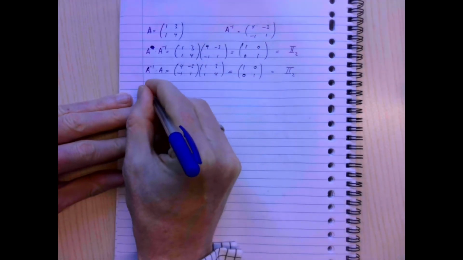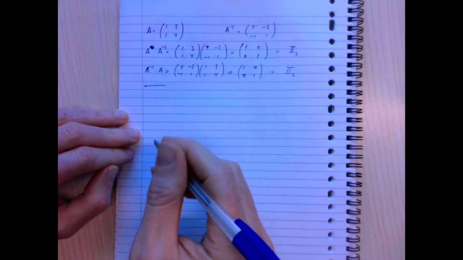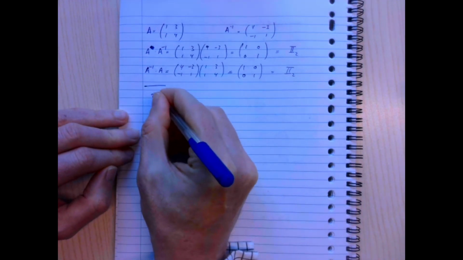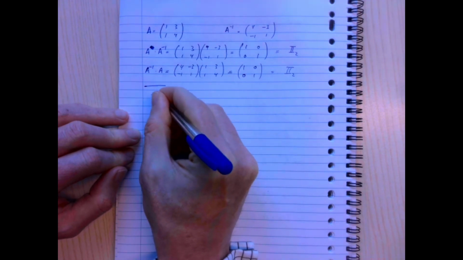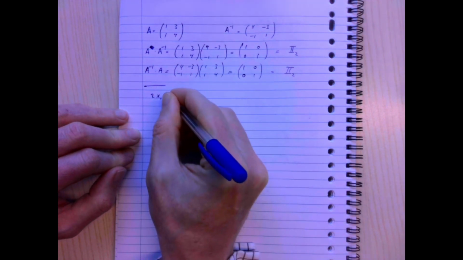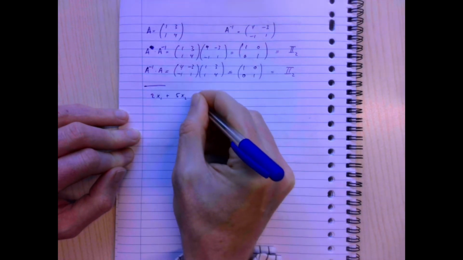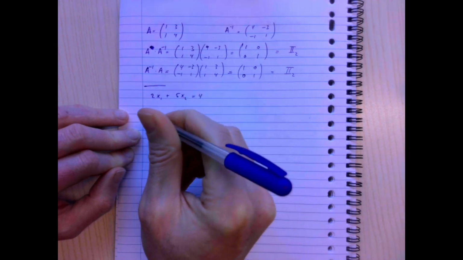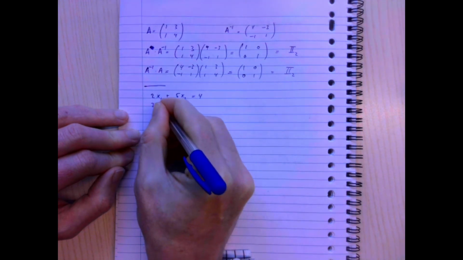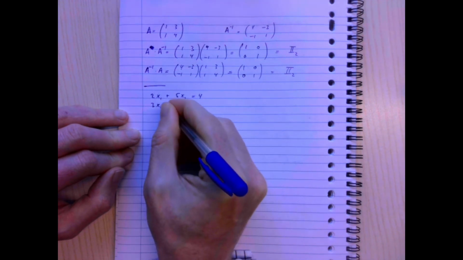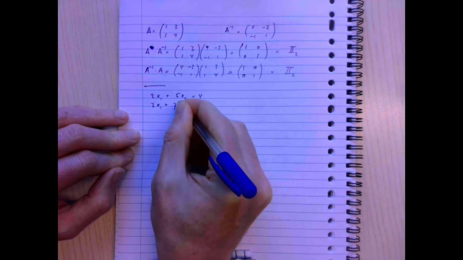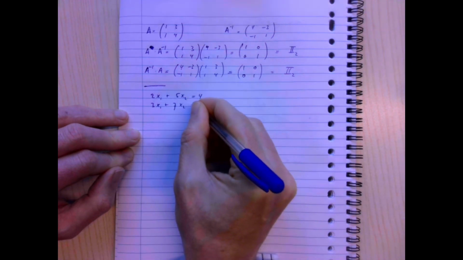So let's start out with a system of two linear equations and two unknowns: 2 times x1 plus 5 times x2 equals 4. That's the first equation, and the second equation is 3 times x1 plus 7 times x2 equals 10.